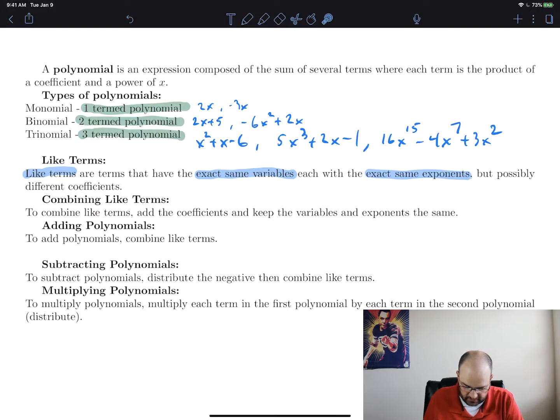And then with all of these, we also have some x squareds here. Are there any other x squareds? Yeah. So 3x squared, x squared. So those are like terms as well.